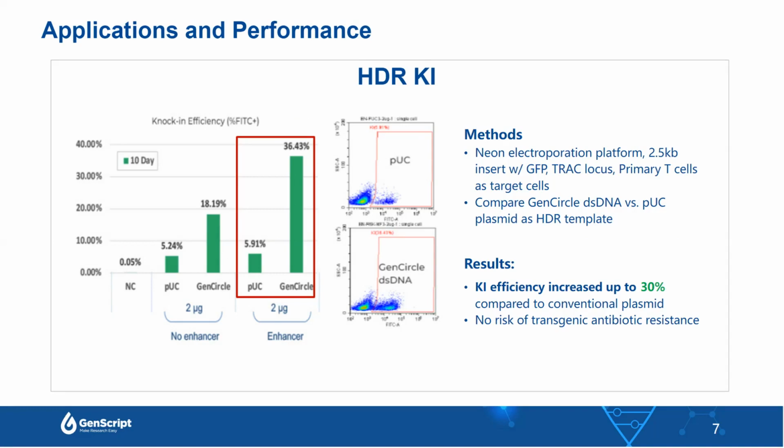We use the GenCircle as the template for HDR knock-in. We compared the GenCircle with the traditional plasmid, for example, the PAC plasmid. It shows much higher knock-in efficiency compared to the conventional plasmid. The knock-in efficiency increased up to 30% compared to the conventional plasmid. And the other benefit is that there is no risk of transgenic antibiotic resistance.